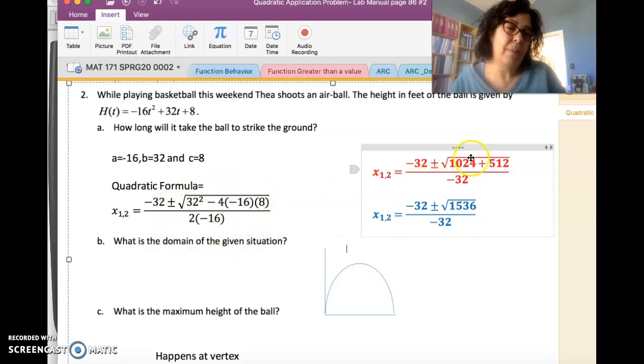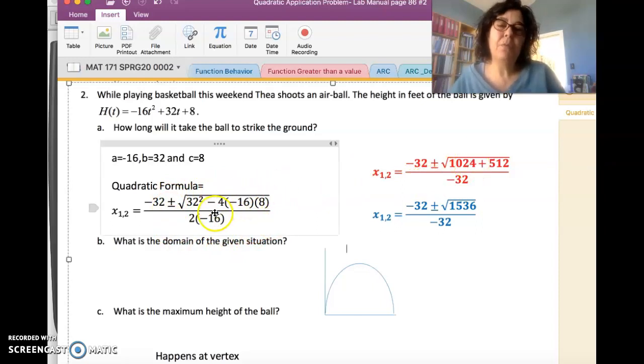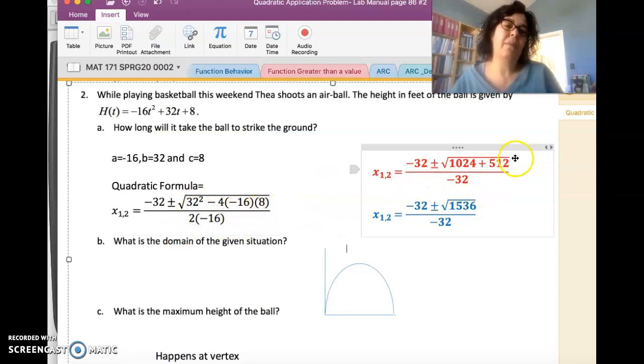Go one more step to the red step. Be careful, you're multiplying two negatives. That's going to give you a positive. So 32 squared is 1024. Negative 4 times negative 16 times 8 will be 512. You're adding those, and then you will end up with this blue formula here.